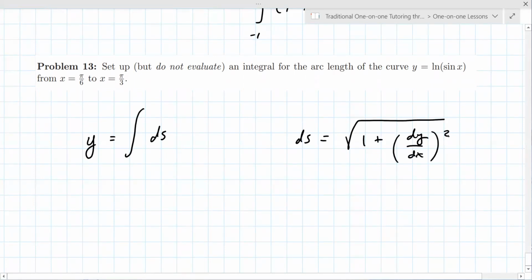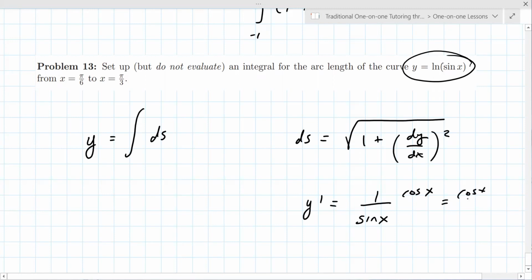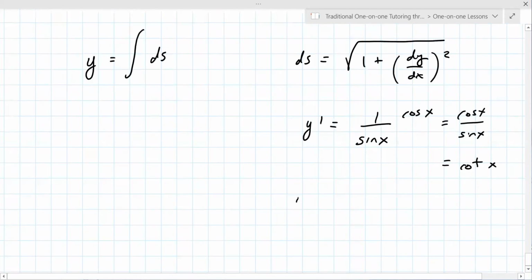I think in structures like this, because you have to remember how to take a derivative, your y prime is 1 over sine x. Derivative of sine is cosine. So you could write this as cosine x over sine x. You could also write it as cotangent x. And then you got to square it. So your y prime squared is cotangent squared x.